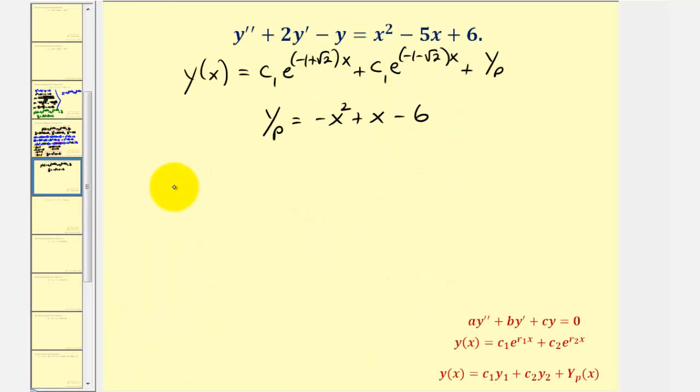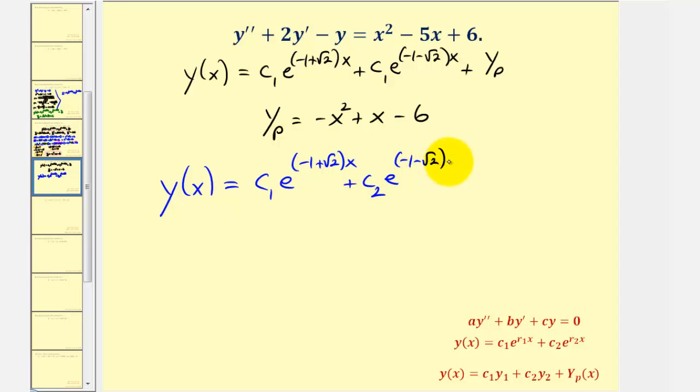The general solution to the non-homogeneous differential equation will be equal to c sub 1 e raised to the power of negative 1 plus square root 2 times x plus c sub 2 e to the power of negative 1 minus square root 2 times x plus big Y sub p, or minus x squared plus x minus 6.